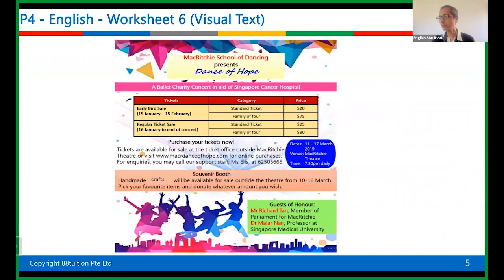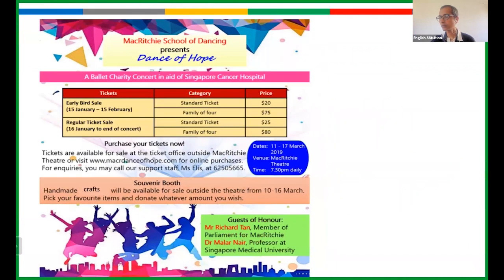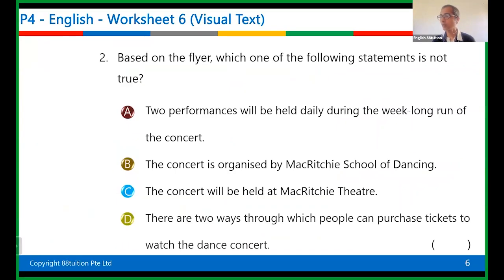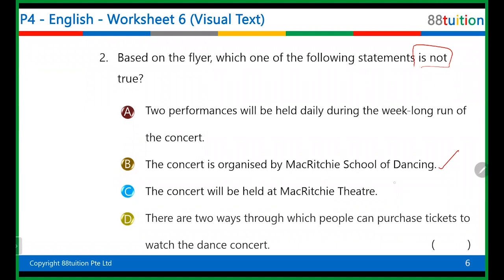Okay, what is this? Another one. Now, based on the flyer, which one of the following statements is not true? That's important, not true. Okay, let's read it. Two performances will be held during the week-long run of the concert. The concert is organized by McRitchie School of Dancing. I'm not sure. Is this A correct? Yes. Okay, so it's correct, right?